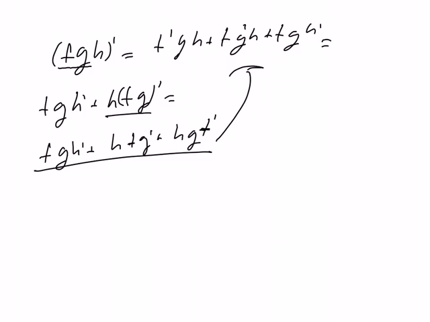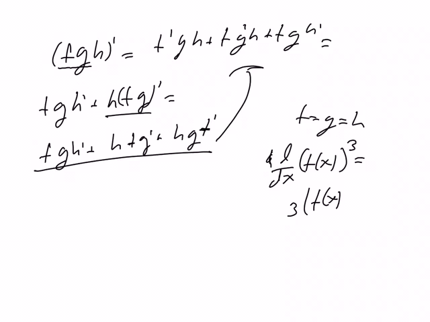So now if we take f equals g equals h, we want to prove that the derivative of f of x to the third power is equal to 3 times f of x squared times f prime of x. That's what we want to prove. So just take f equals g equals h over here.